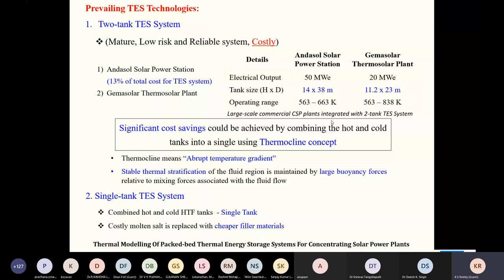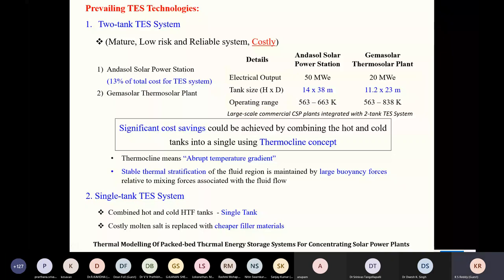So if you replace these 2 tanks by a single tank, then it's called a thermocline single tank system. We have been working on energy storage with a single tank. That's called a single tank thermal energy storage system. It's a combination of both hot and cold fluid in the same tank, and costly molten salt is replaced by cheaper filler material.